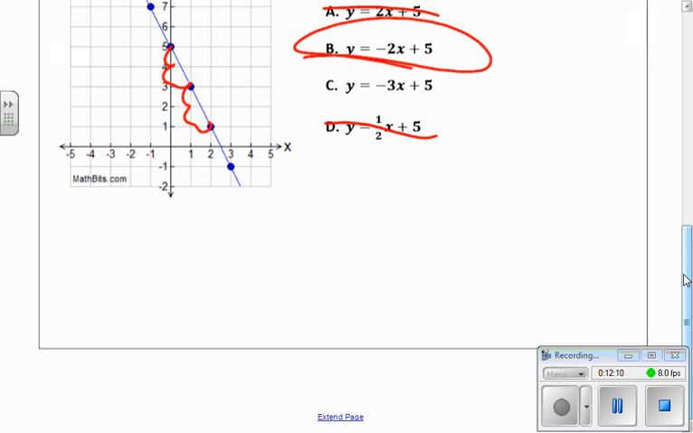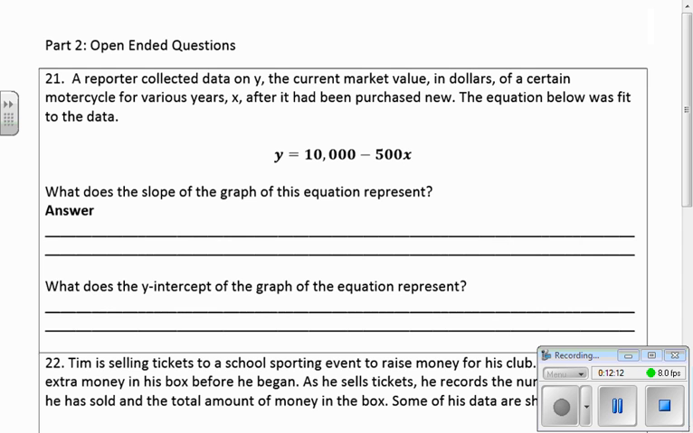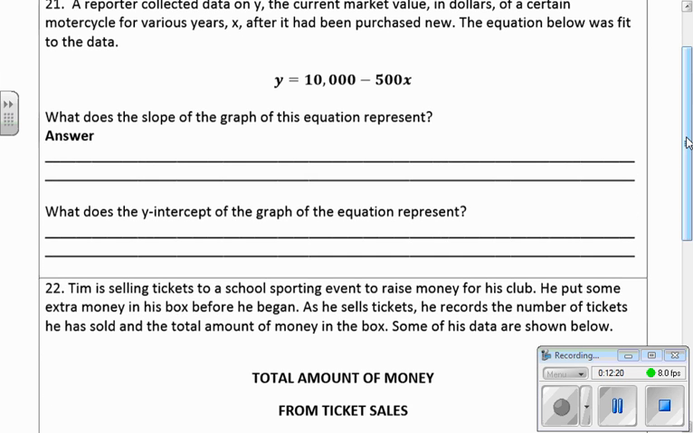So those would be the 20 multiple choice questions. 21, a reporter collected data on the current market value in dollars of a certain motorcycle, for various years X after it had been purchased new. The equation below was fit to the data. So this is the equation that represents the current market value of a motorcycle.